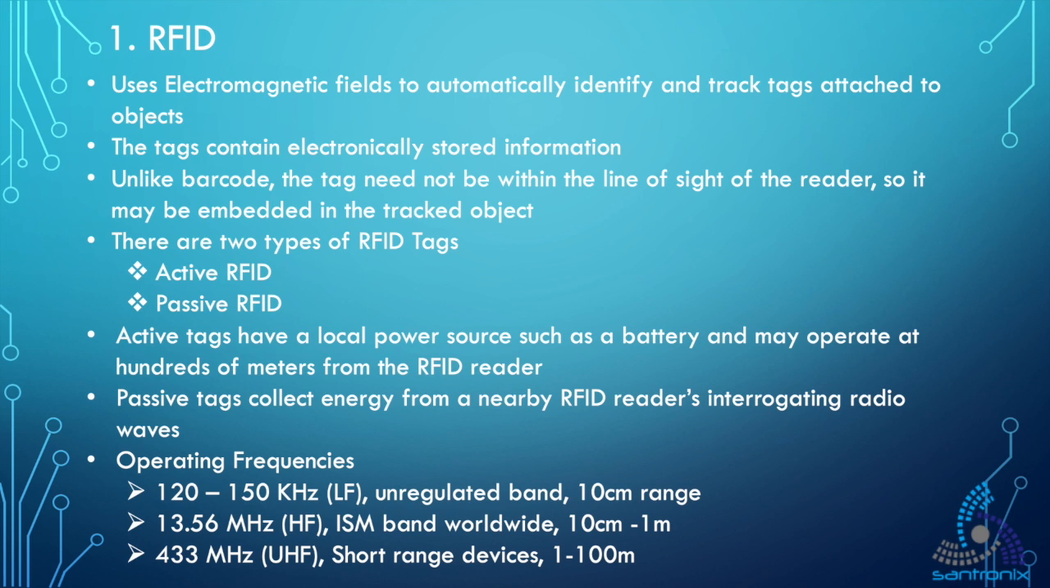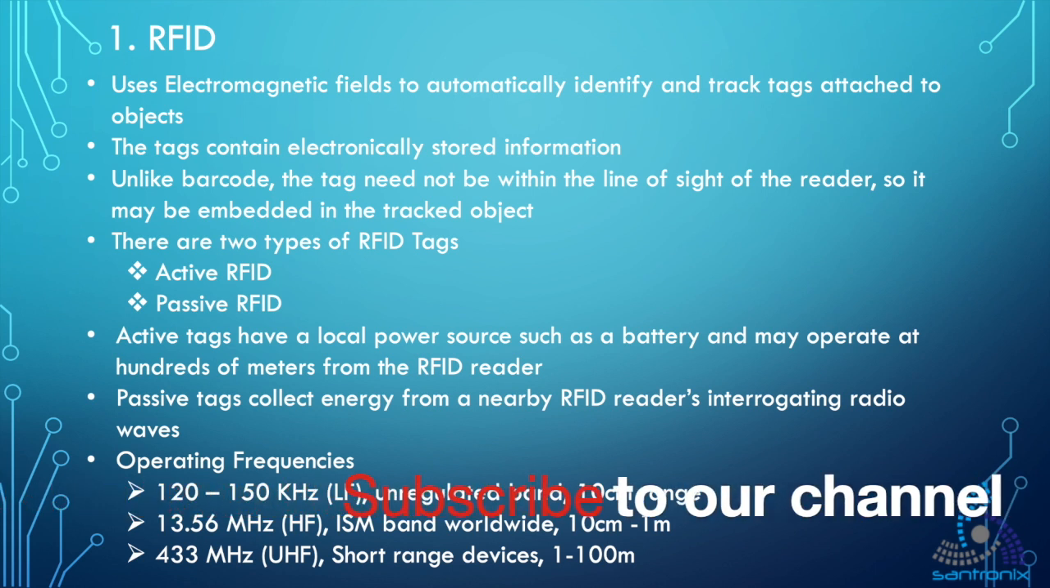On a higher frequency, 13.56 megahertz, which you can see a lot of offices use for identification badges on this specific band. This comes under the ISM band worldwide, and this has a range of around 10 centimeters to 1 meter. And if you need more than 100-meter range, or close to 100 meters, then we go forward to the ultra high frequency range of RFID devices, which comes under 433 megahertz.